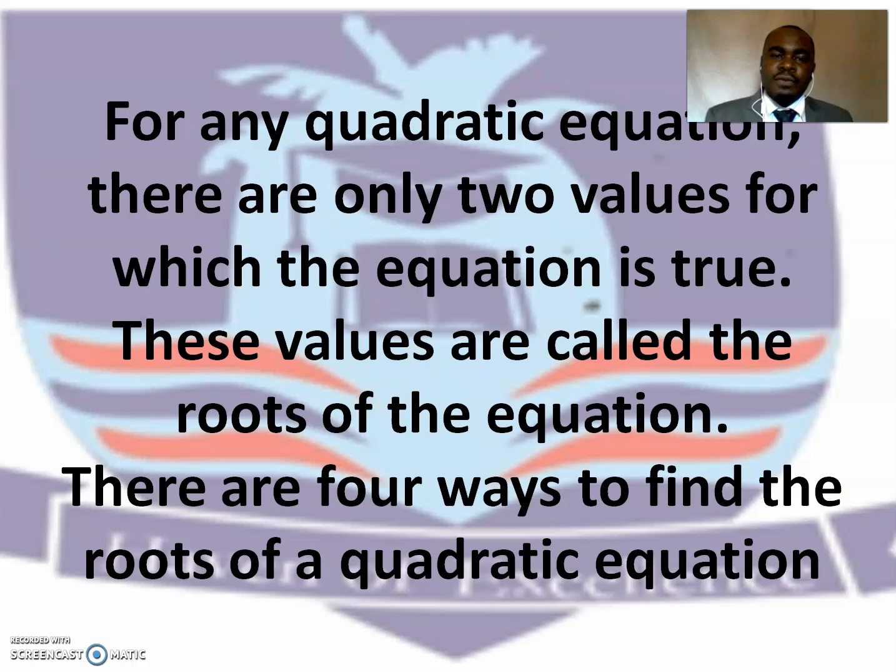When you find the value for which 3x minus 5 will be equal to 0, that value is called the root of the equation. Quadratic equations have two values for which the expression is true, or for which the statement is true, and those are called the roots of the equation.